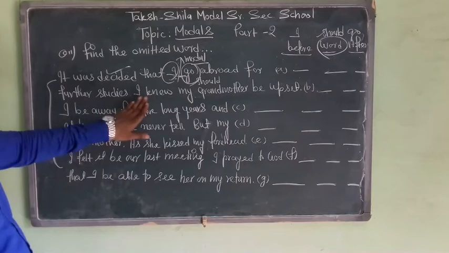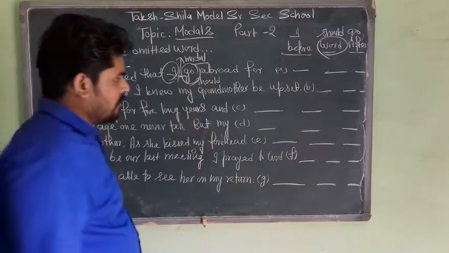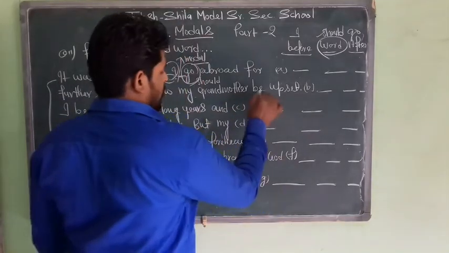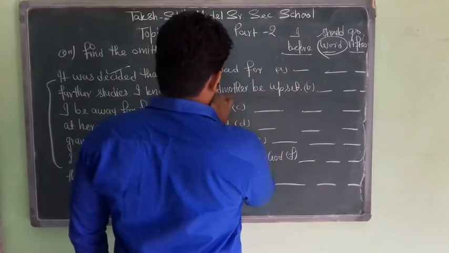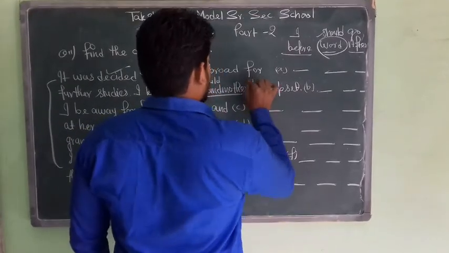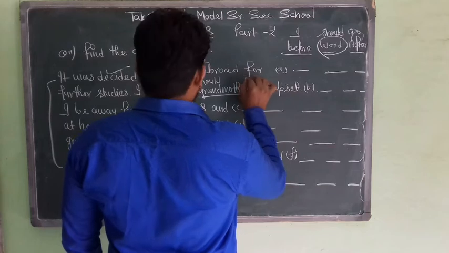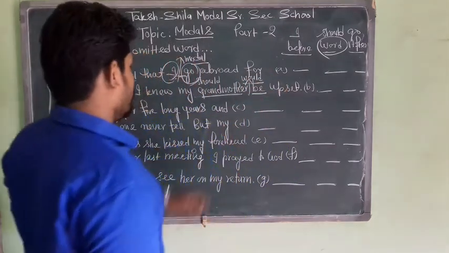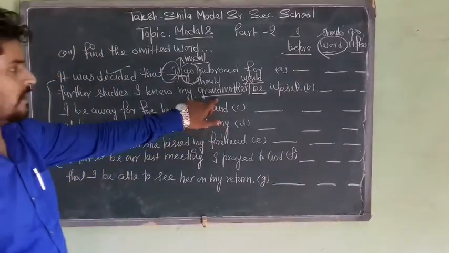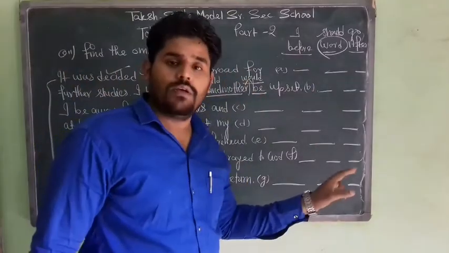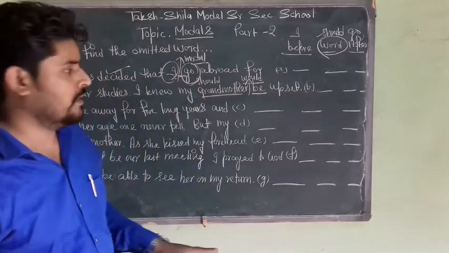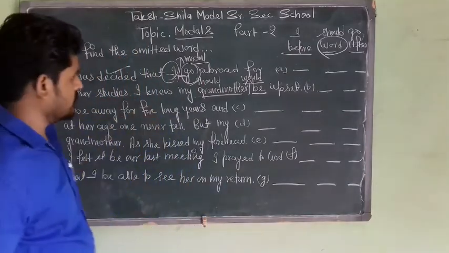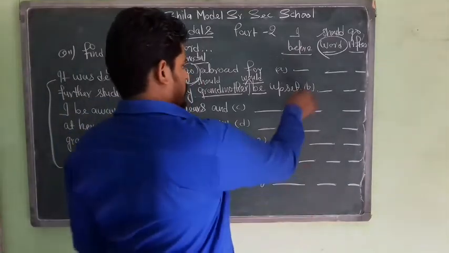So here I knew my grandmother would be upset. I knew my grandmother. Here this is the subject, this is the verb, but there is omission of a modal. So I knew my grandmother would be. Again, it shows a future event, but this time the subject is third person. So with third person we use will, and will be converted into would. So further studies, I knew my grandmother would be upset.